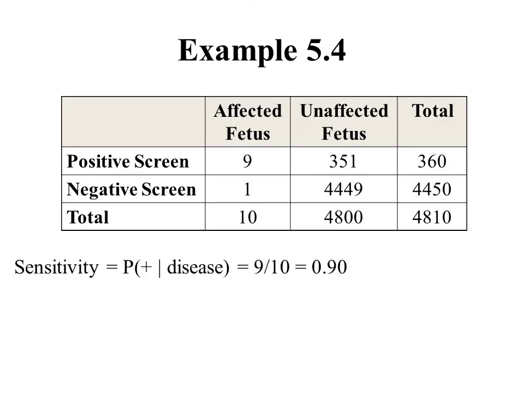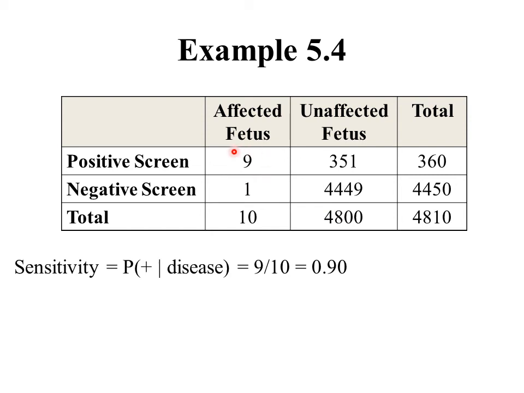So let's look at calculating these different numbers for this particular example. This is example 5.4 from the textbook, which gives the results of a screening test for Down syndrome in a population of 4,810 women. Each one of these women was given the screening test. 360 of them had a positive result. 445 of them had a negative result. Out of those, 10 women had a child affected with Down syndrome, and 4,800 of them did not have a child with Down syndrome.